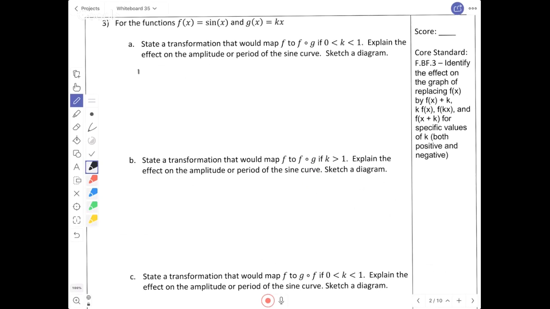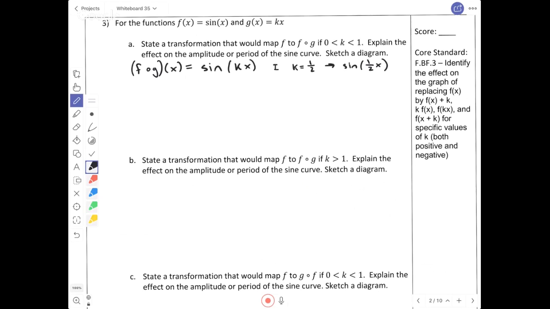So f composed with g of x would equal, so I'm taking the g of x function and plugging it into sine. So sine of kx, if k equals 1/2, then I'm talking about sine of 1/2 x. Cool. So that's a function that has a different period, but the same amplitude as the sine curve.